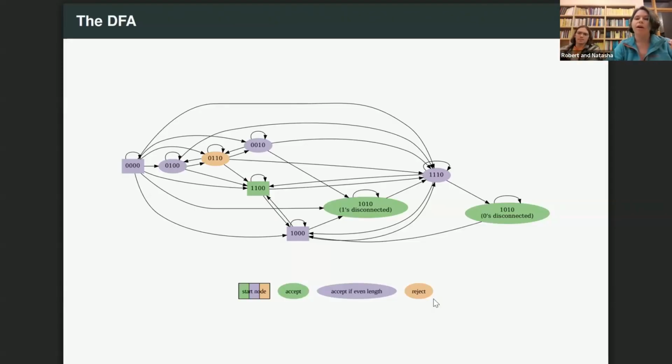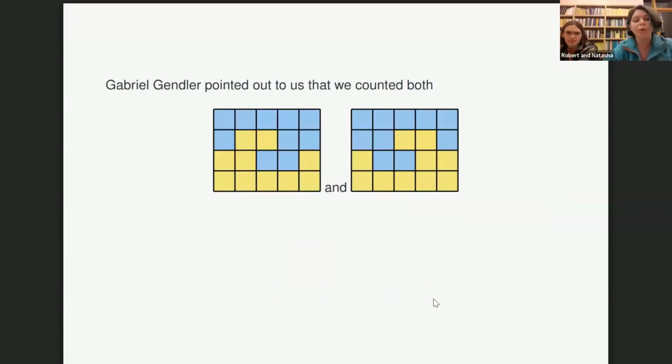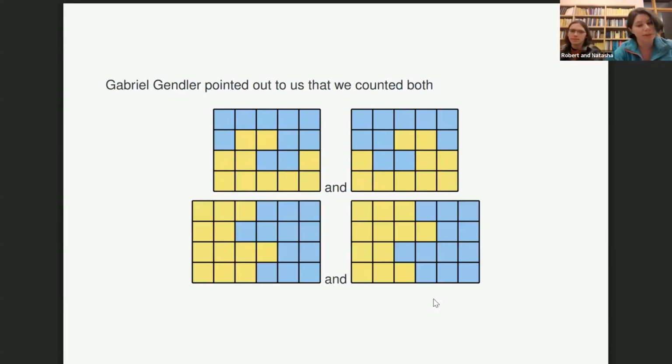Everything was great. One small problem. We got an email from Gabriel Gendler, who pointed out that we counted both this matrix and its reflection. You'll notice I switched back to blue and yellow. That's because, at least for me, it's easier to see reflections when it's colors rather than numbers. So here it is, blue and yellow. We counted both of these, even though they're reflections of one another over the y-axis, and both of these, even though they're reflections of one another over the x-axis.